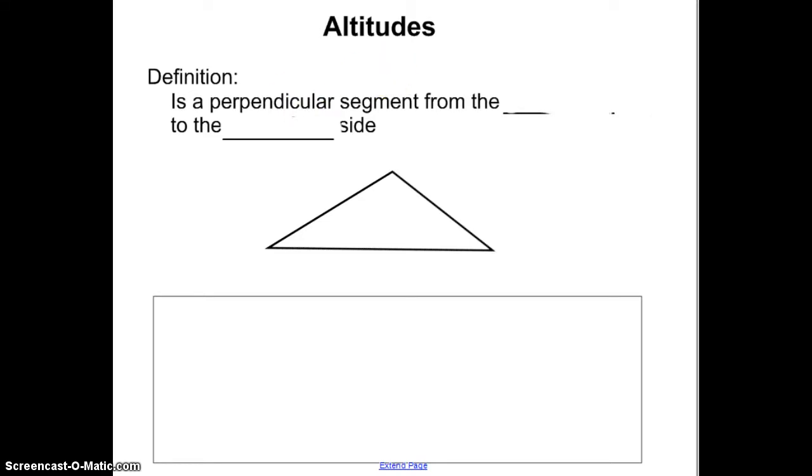Okay, so the definition of an altitude is that it's a perpendicular segment from the vertex to the opposite side. Okay, so if I were to draw my perpendicular segment, it's going to go from my vertex to my opposite side. Okay, and this is going to make a 90-degree angle.